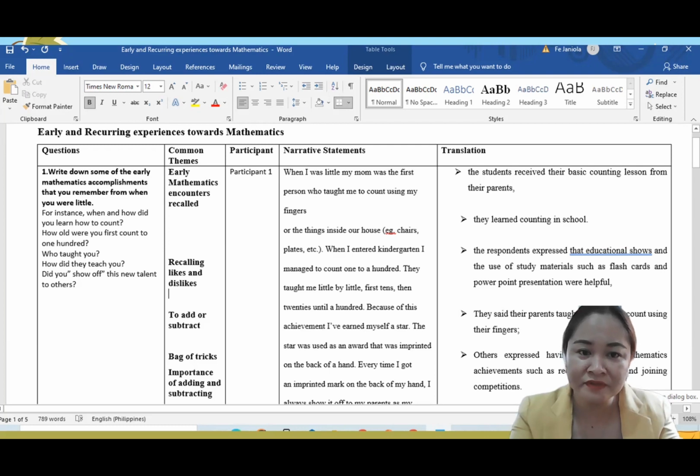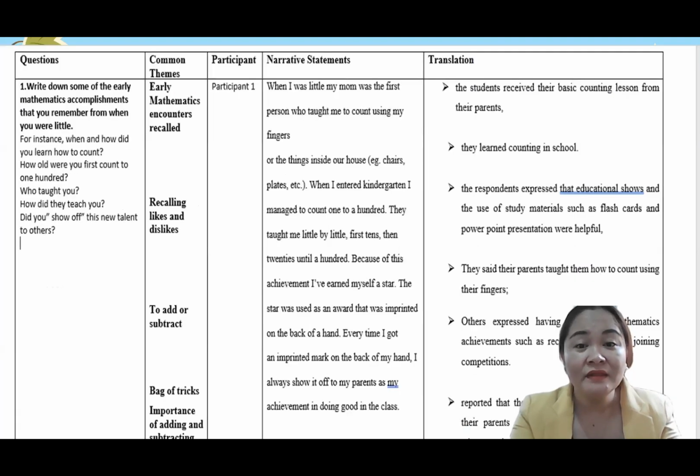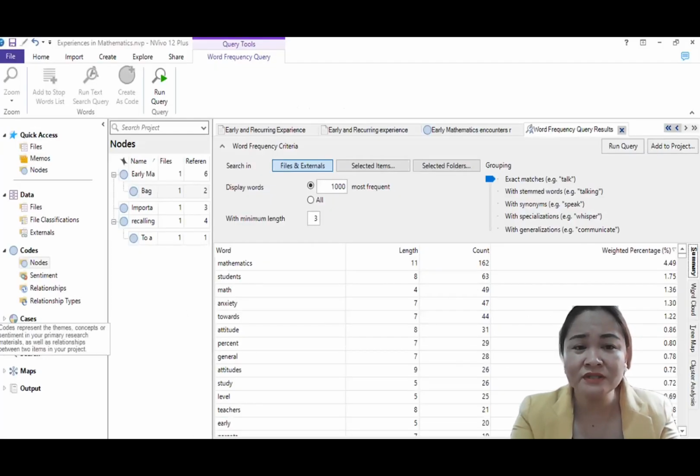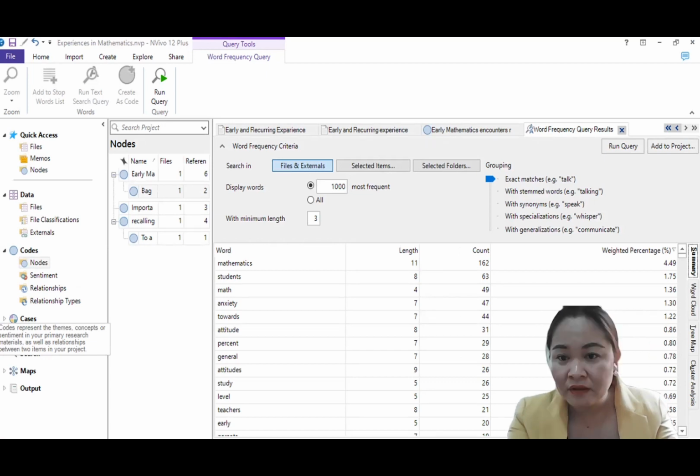So these are my themes: early mathematics encounter recall, then recalling likes and dislikes, to add or subtract, bag of tricks, importance of adding and subtracting. Okay, so this is an actual example. And then I'm using this in vivo. In in vivo, you are going to create your nodes. So how many percent answered, use that word. So we have length, the count, and the weighted percentage. So you can use this one in your actual report.